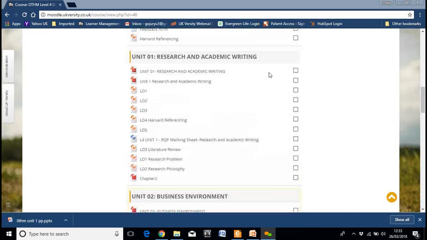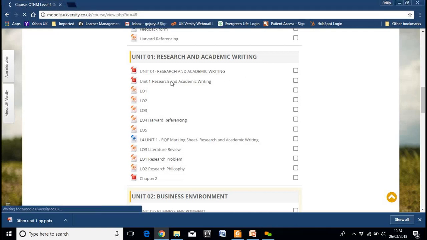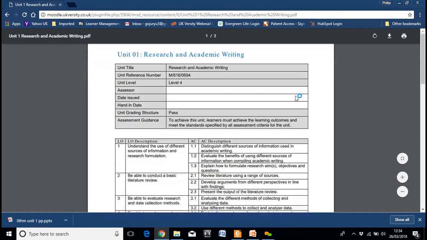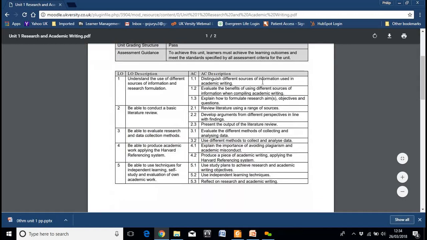We're looking at Unit 1, which is all about research and academic writing. There are a number of areas about this that we need to clarify before you go on to further questions where you'll be asked to do some research and write in an academic fashion. So I'm going to look at Unit 1. And we're going to look at learning objective 1 first.